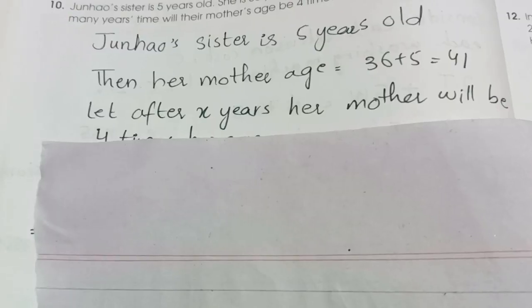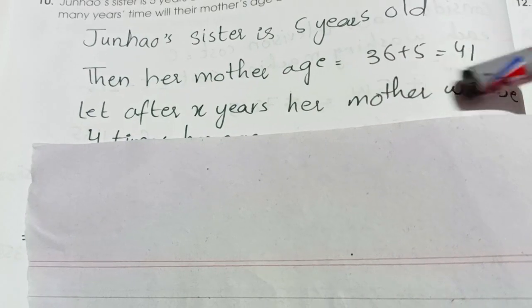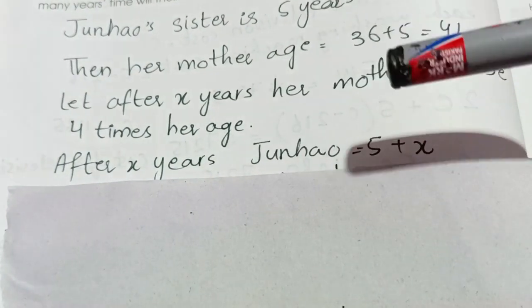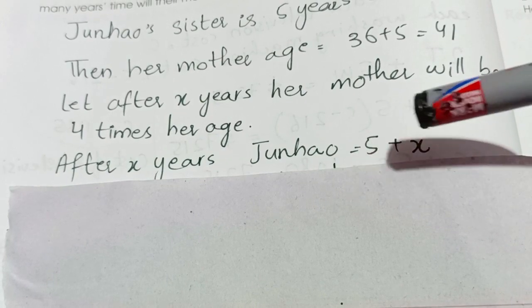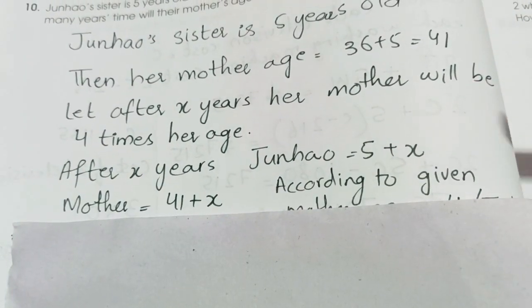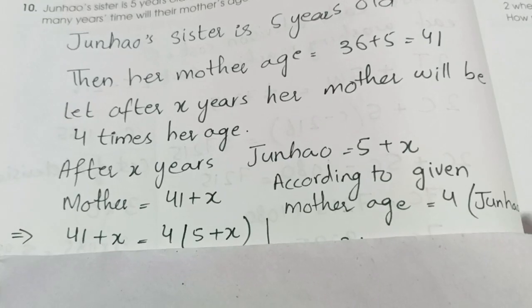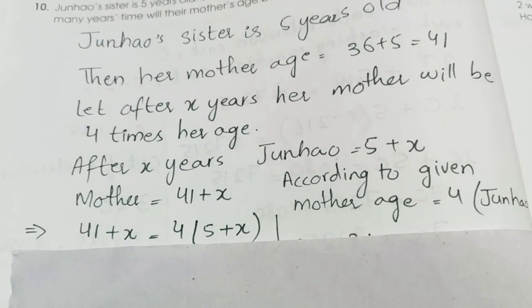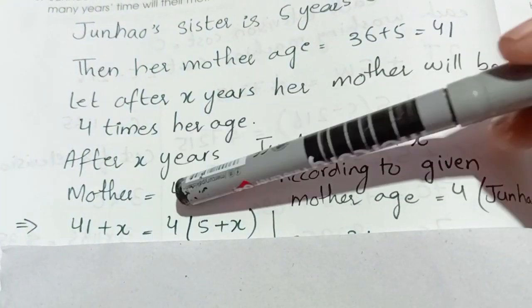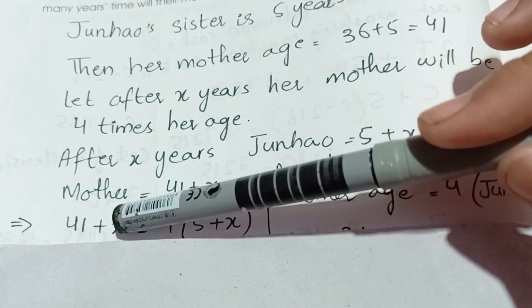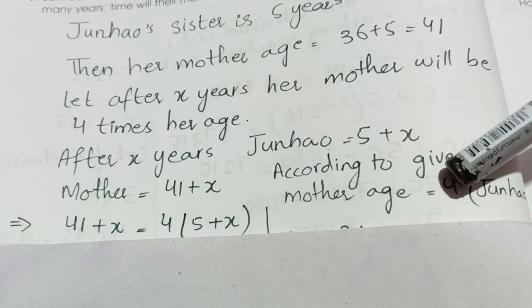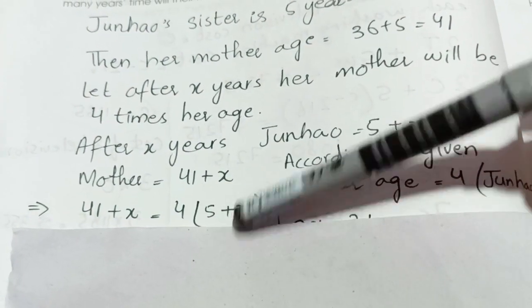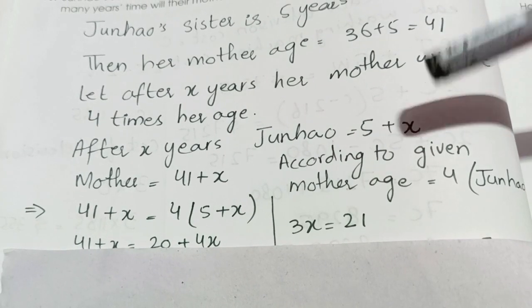Let after x years, her mother will be 4 times her age. So after x years, Junhao is 5 plus x. According to the given, mother's age is 4 times Junhao's age. So mother is 41 plus x, and after this mother will be 4 times Junhao's age, 4, and Junhao's age is 5 plus x.